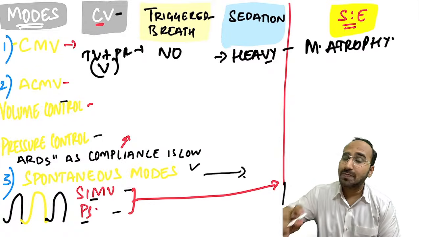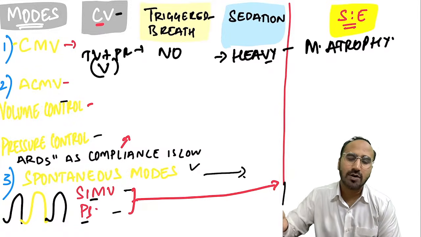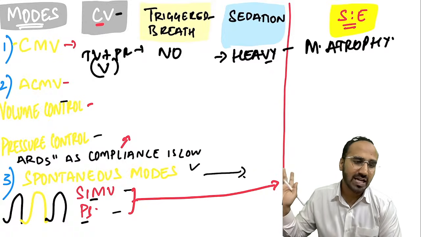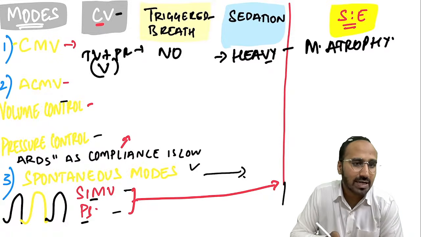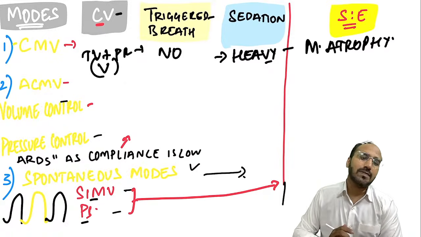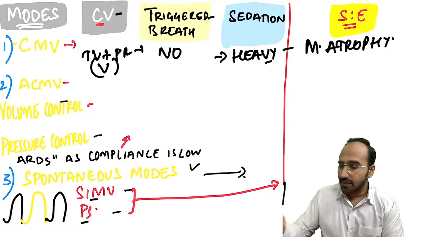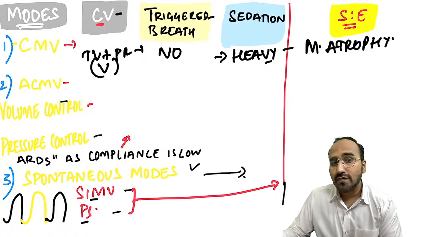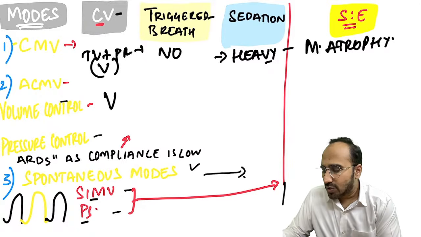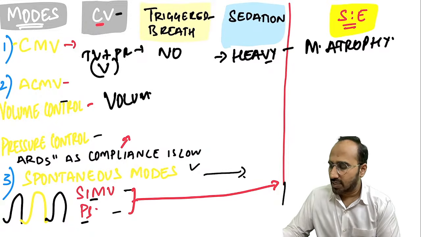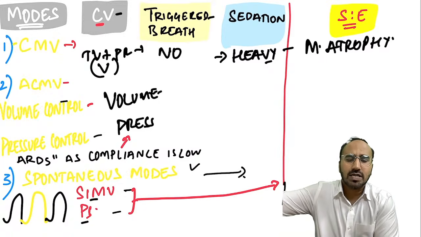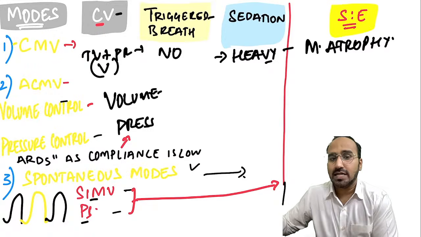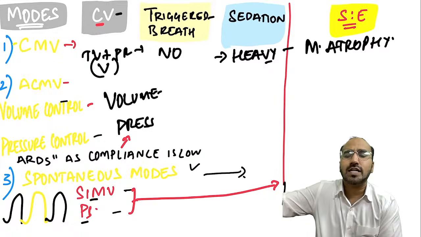So CMV mode is basically the big boss mode of the ventilator that controls the volume as well as pressure. In ACMV, there are two types. If the patient is improving on CMV, we go to the step-down mode, which is called ACMV. In ACMV, the first mode is volume control. What is the control variable in volume control? You are controlling the tidal volume of the patient. In pressure control, you are controlling the pressure of the patient. When you control the tidal volume, the ventilator will adjust the pressure. When you control the pressure, the ventilator will generate the volumes.